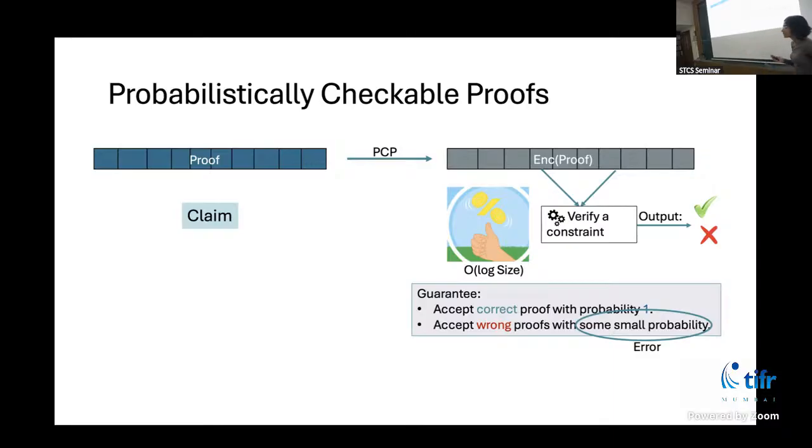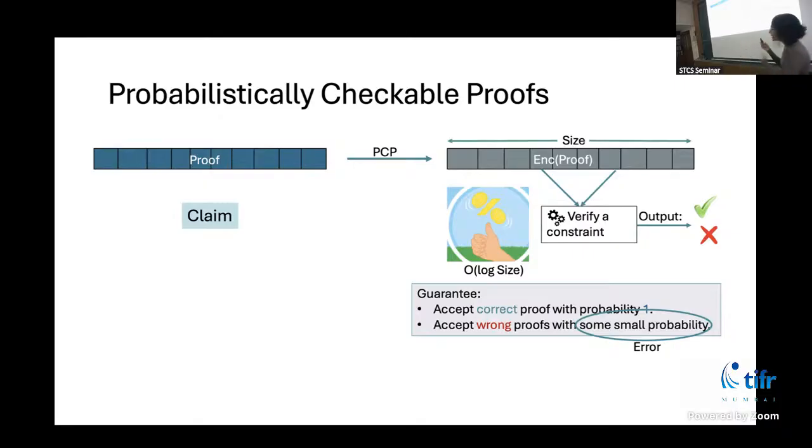Okay, any more questions about the definition? Okay, so there are two parameters that we are interested in, which are the obvious two parameters. One is the size of the proof, as we want to minimize the overhead in this encoding. The second is the error probability. We want to drive both of these down: the size ideally down to linear in the proof length, and the error down to close to 0.